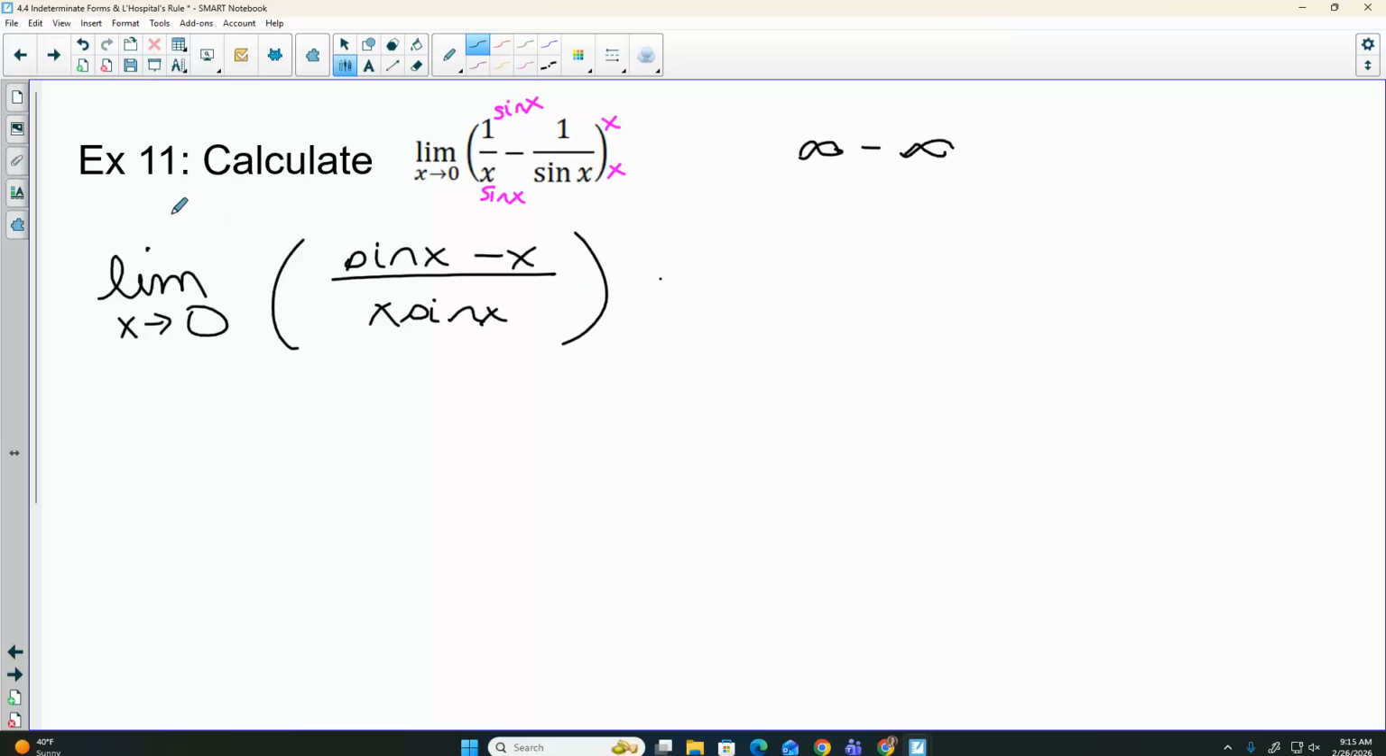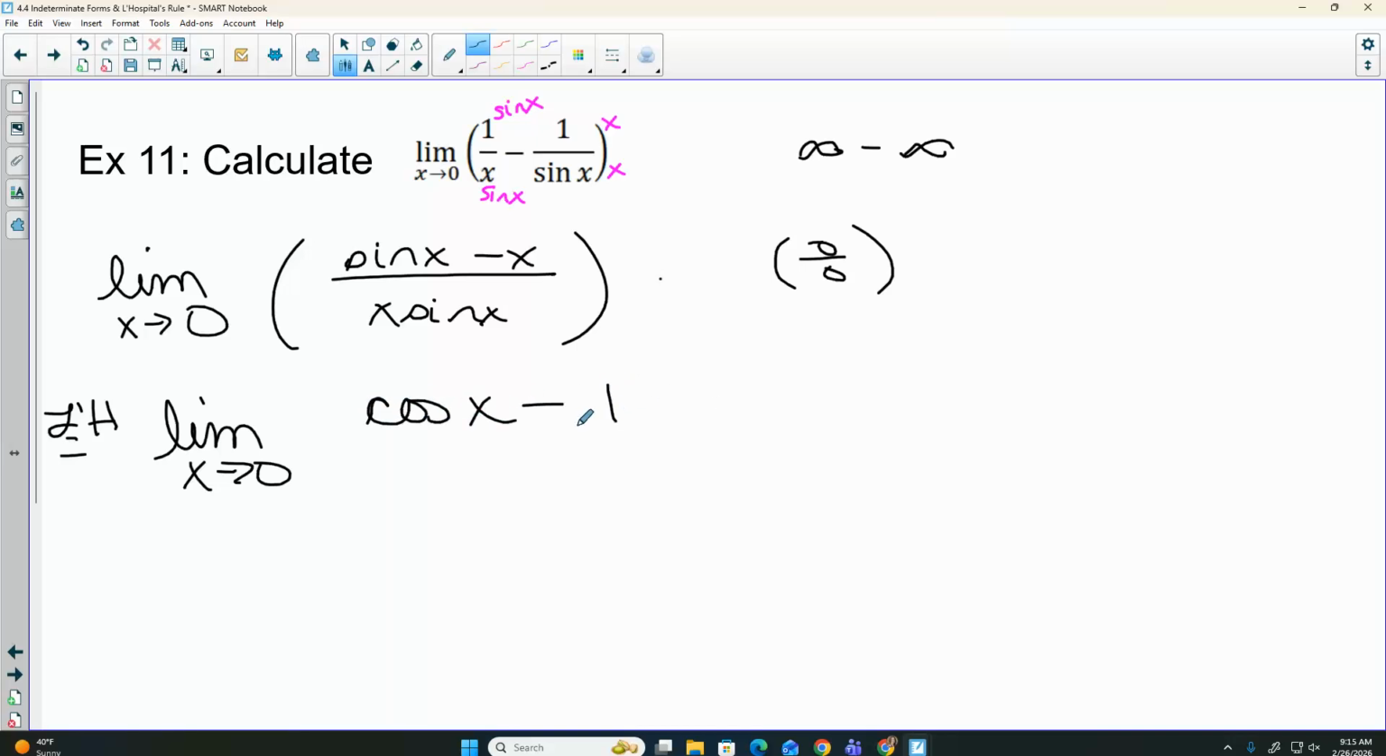So now if I evaluate, 0 minus 0 is 0, 0 times 0 is 0. So 0 over 0 tells me L'Hopital's. It's x approaches 0, derivative of sine is cosine, minus derivative of x is 1. In the bottom, we do product rule, derivative of the first times the second plus the first, derivative of the second.